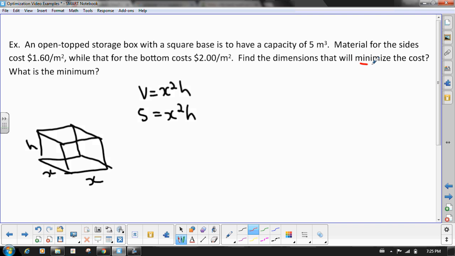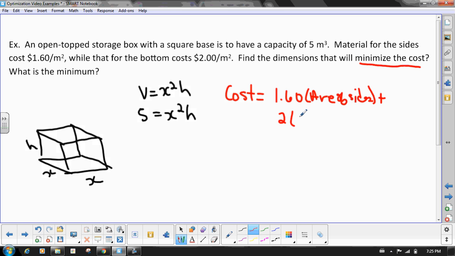And then what is the minimum? So minimize the cost. We're not being asked to minimize the surface area here, which is what we did in the other example, but we're being asked to minimize the cost. So we need to come up with an equation for the cost. So I know that the cost is going to equal $1.60 times the area of the sides plus $2 times the area of the base.